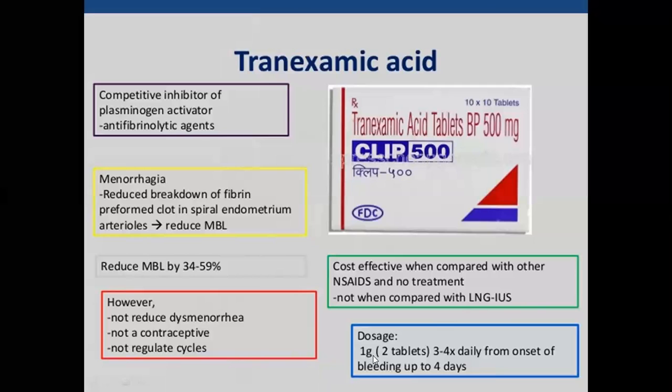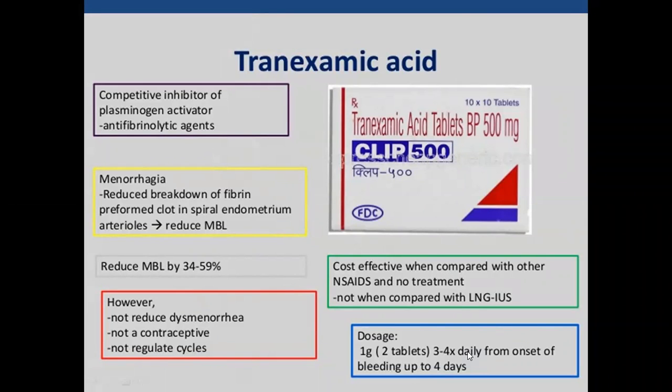So dosage is available as 500 milligram tablets. The patient can take 2 tablets 3 to 4 times daily. This has to be taken from the onset of bleeding up to 4 days, because these progesterone tablets must be taken in cycles, we start that tablet on the 5th day. Our OC pills, we start the tablet on the 1st day. Like that, this tablet has to be taken from the onset of bleeding up to 4 days.